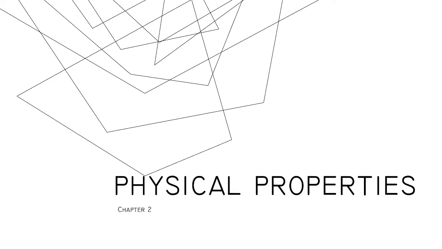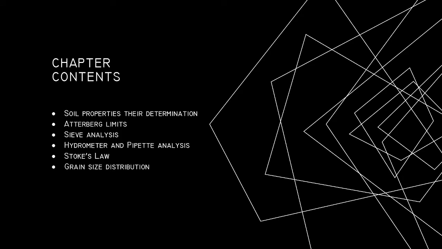So we are now already in the second chapter, which is the physical properties. This chapter includes the soil properties and their determination, the Atterberg limits, sieve analysis, hydrometer and pipette analysis, Stokes' law, and the grain size distribution. In this video, we will be discussing the soil properties and we will be solving some example problems regarding those. And the following videos will be about the determination of the soil properties and the rest of the topics for this chapter.